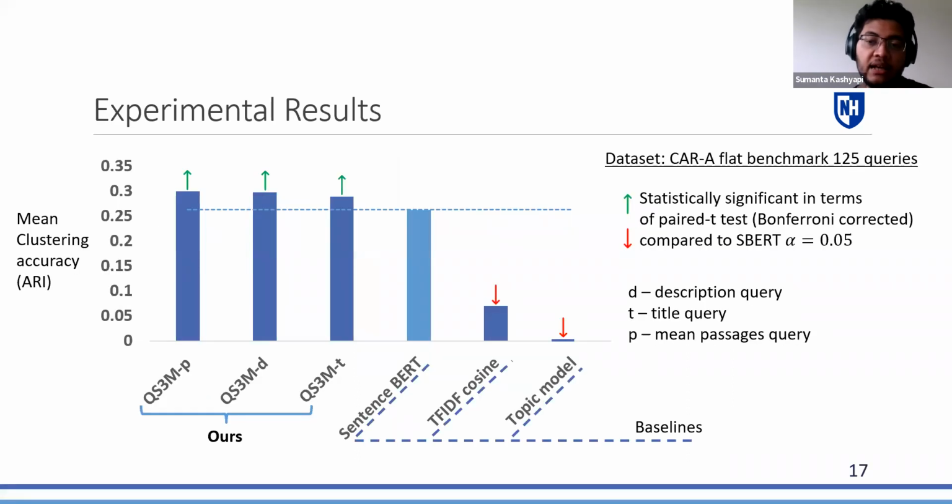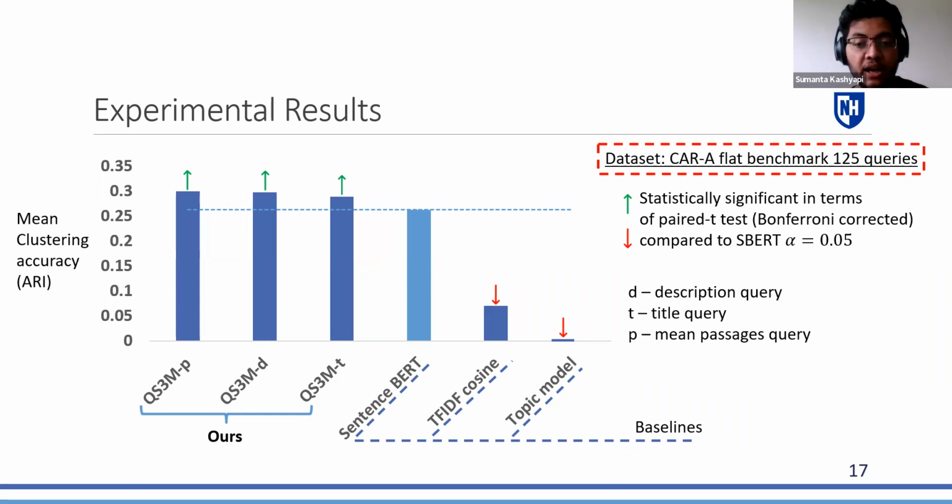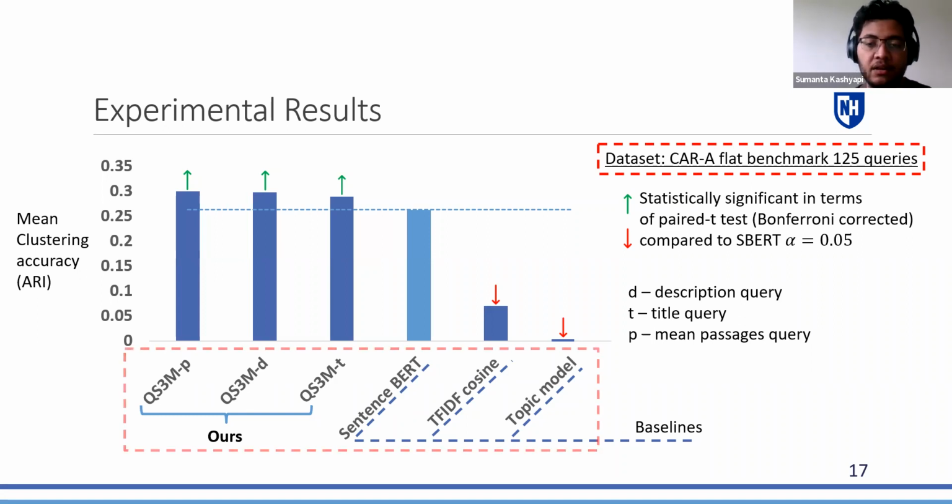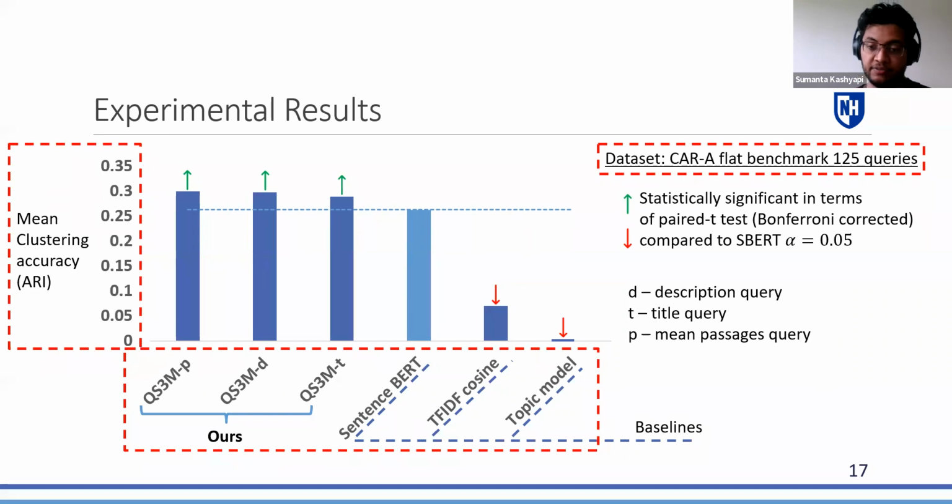So now let's see how our proposed model QS3M performs in this task. Here we show the evaluation results of only one dataset, the CAR A flat benchmark with 125 total queries. The paper, however, has results of the rest of the evaluations. We compare 6 models here in terms of the adjusted Rand Index, which measures the clustering accuracy, which we can see on the y-axis.